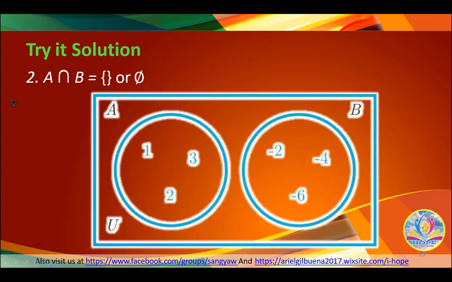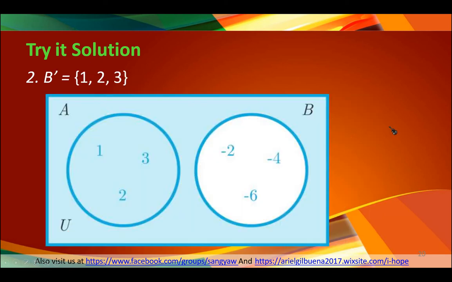So, ito naman yung intersection ng A intersection B. Ito po, ano kaya yung nagkasalubong sila? Meron ba? Wala po. So, lalabas dyan ay none. Di ba po? Or 0, slash, or bracket. Walang laman yung bracket.